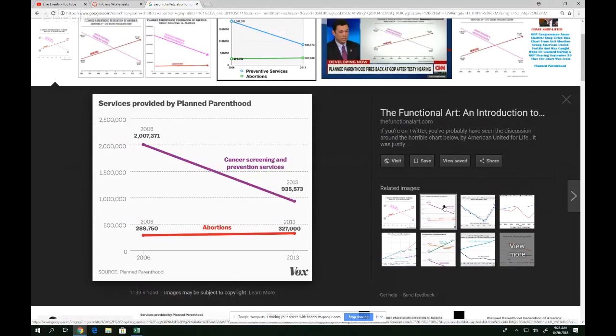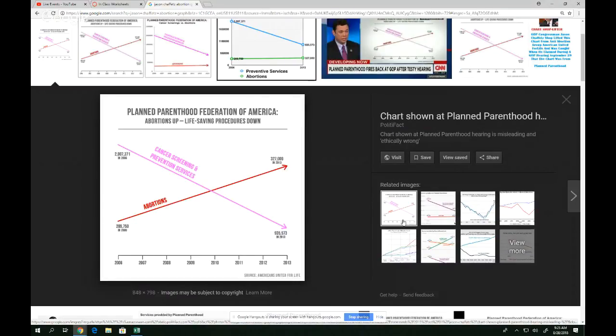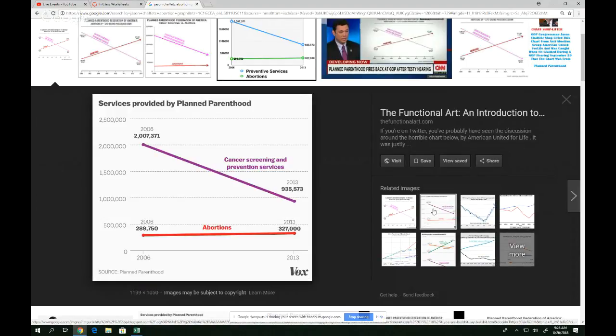Okay? Why do you think he did that first graph? Because he wanted to make it look like Planned Parenthood was evil. But gosh, abortions are going up and cancer screenings are going down. Okay? It's almost like they're getting less funding. Yeah, let's imagine that. So let's talk about that for a minute. Okay, so this is what it really should have looked like.